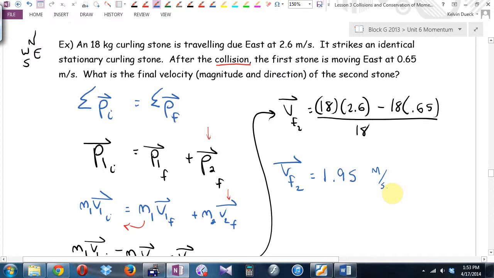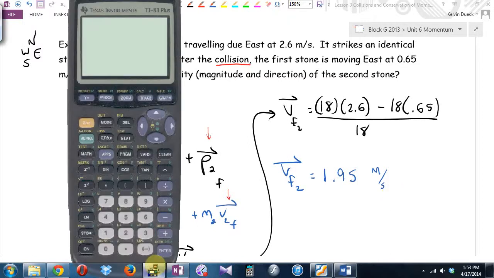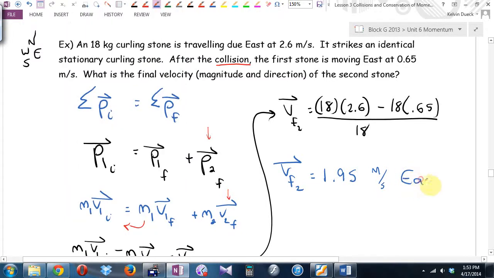Direction, based on our convention for this question. What direction must this be? I heard someone say west. I heard someone say east. One of them's right. If it was west, what kind of an answer would I have gotten? Did I get a negative? Nope. I did it in my head, but it's positive. So east, because that's what I decided was going to be positive.